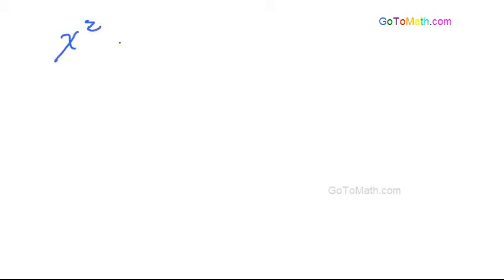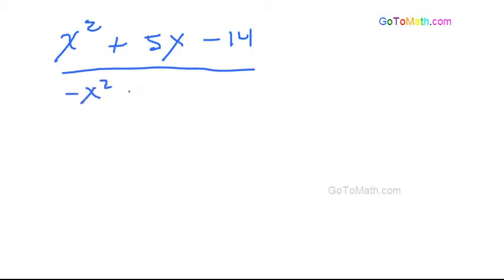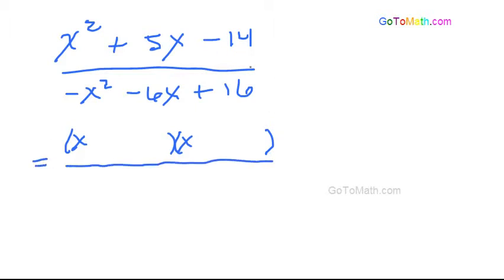X squared plus 5x minus 14, and that's all over negative x squared minus 6x plus 16. Alright, so we're probably going to end up factoring out a negative 1 out of here, but let's just go ahead and take a stab at the numerator. Alright, so we're getting to the point now where we're starting to skip some of the intermediate steps.